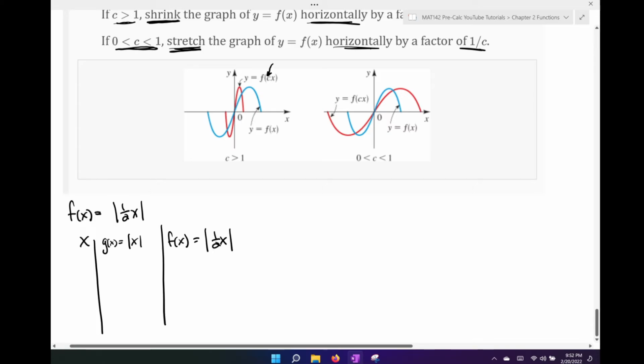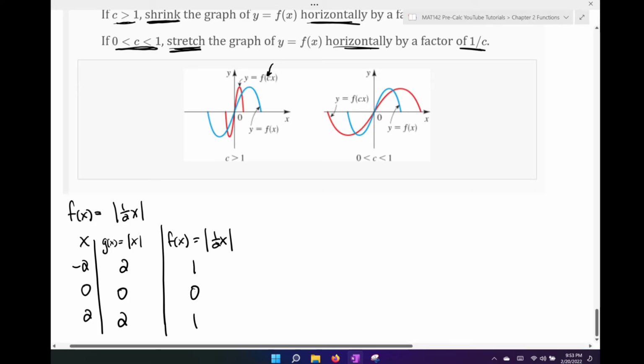All right, so we have -2, 0, and 2. Now for the parent function, we substitute in -2, so that's going to be +2, 0, and 2. Now for our translated function, we have 1/2. So it's going to be -2 times 1/2, which is going to be -1. And the absolute value of -1 is 1. Then we have 0. And then we're going to have 1 again.